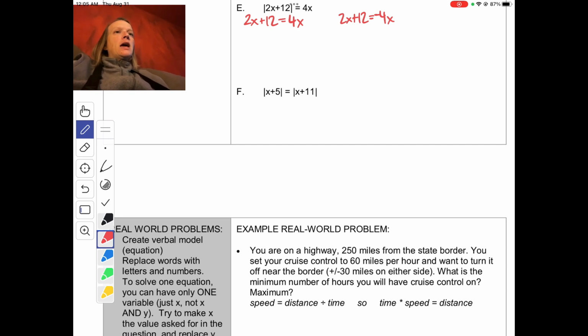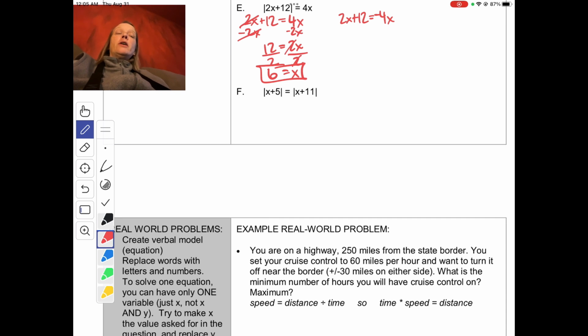I can get x on one side of the equation here by just subtracting 2x from both sides. That disappears, and I get that 12 equals 2x. And if I divide both sides of the equation by 2, I get x all by itself, and I find that x is 12 divided by 2, or 6.